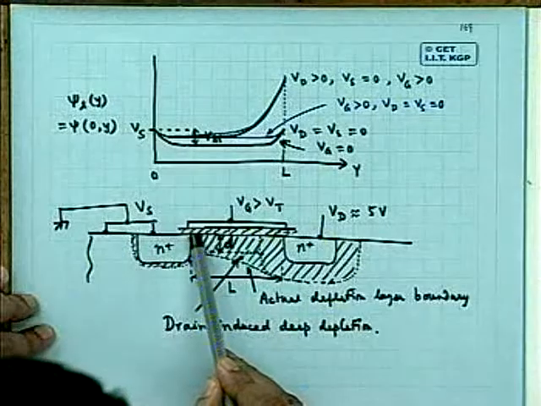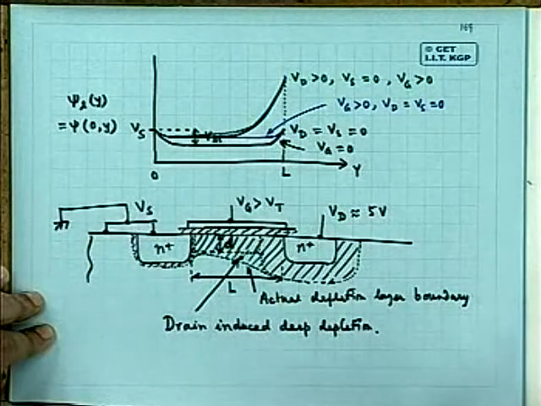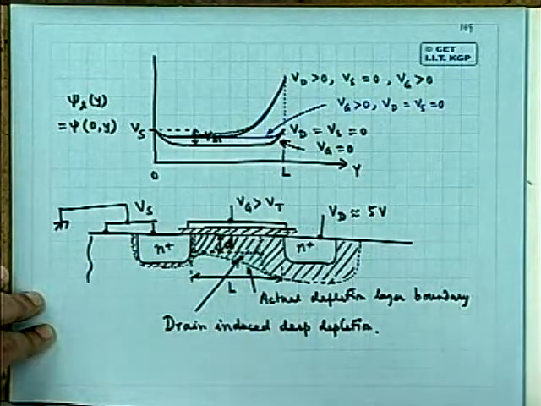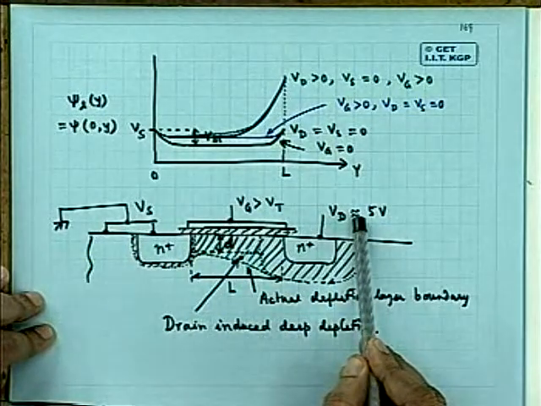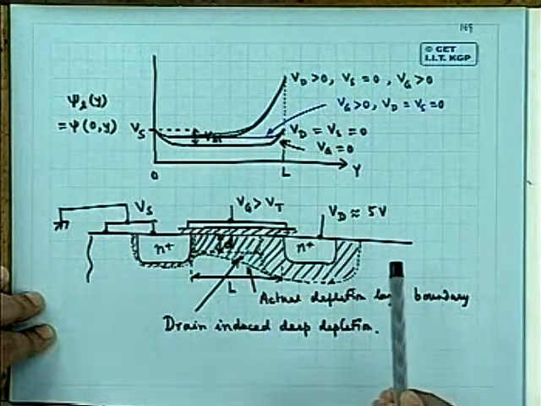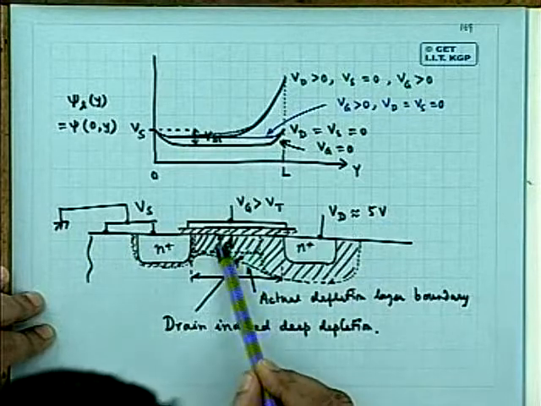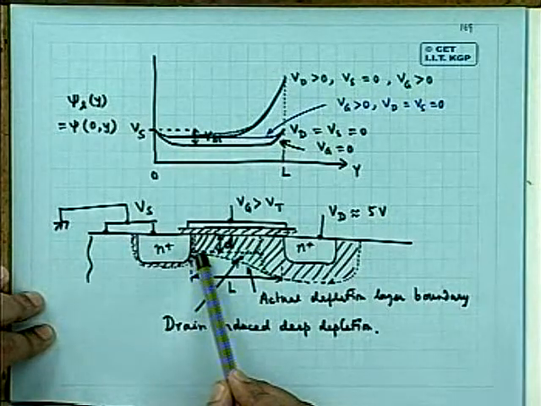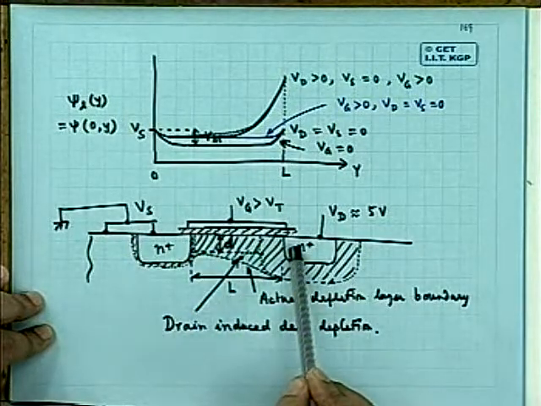In that case, everywhere the surface potential is twice phi f in inversion condition, and as a result, the thickness was constant, equal to D. But because of the application of the drain bias, this total surface potential becomes a sum of twice phi f plus Vy, which is the channel potential induced by the drain bias. And as a result, there is deep depletion. So the depletion layer in that case gradually increases in thickness as we move from source to drain.